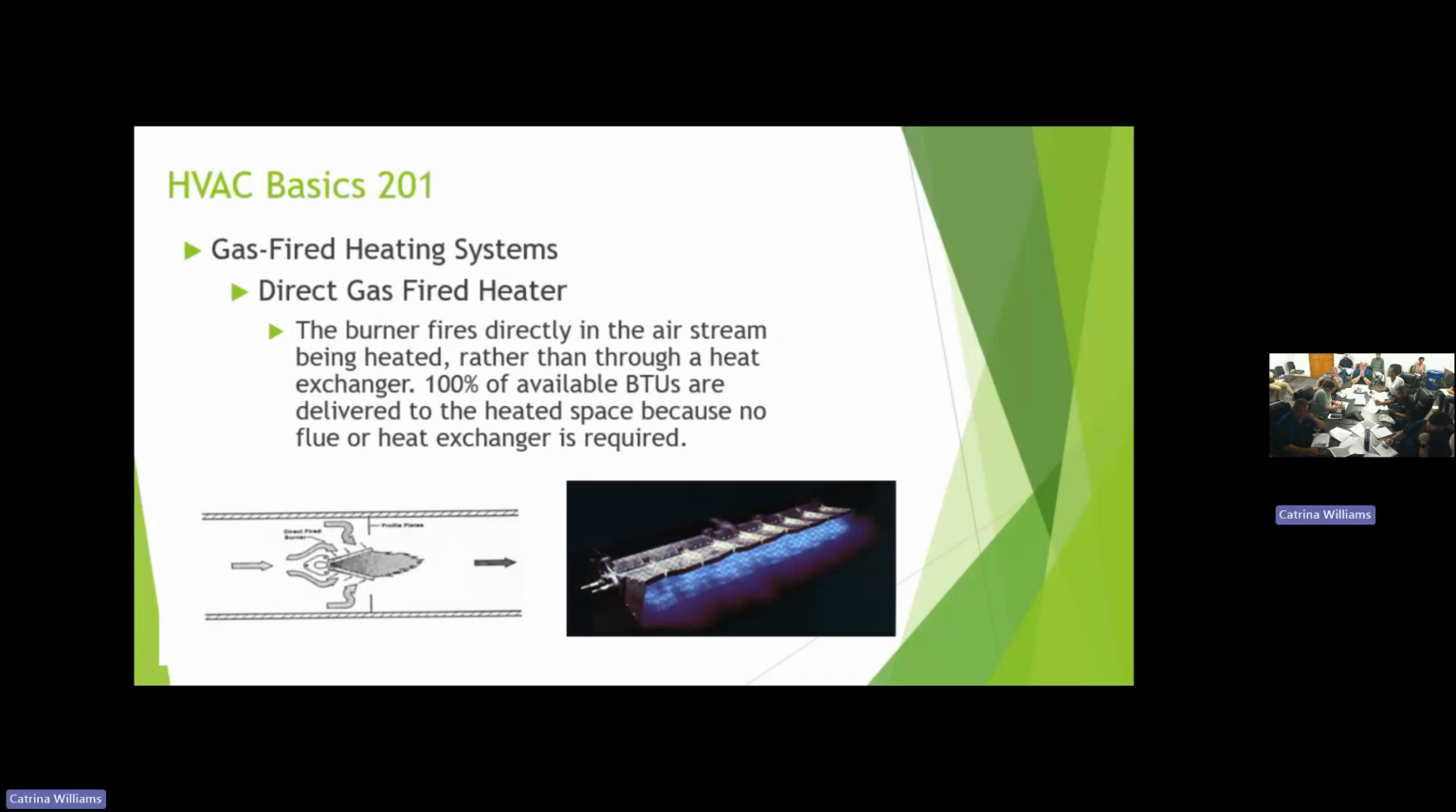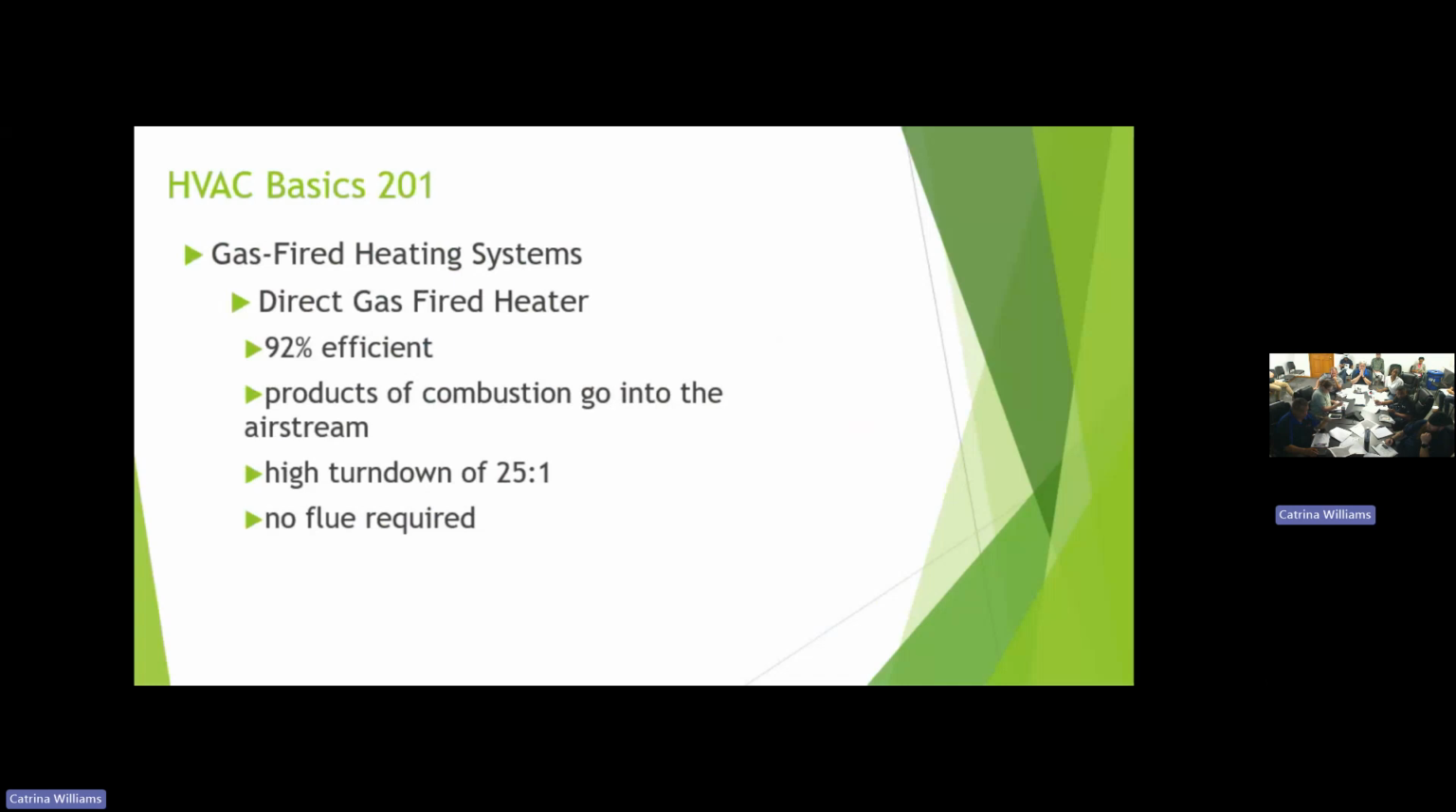It's a very efficient system naturally. So 100% of the BTU goes into the space, and that's true, but it's only 92% thermal efficient. Part of combustion is that you produce water. That's just part of it. So 8% is lost through water. You won't measure it with a thermometer. There's a lot of water in natural gas. People don't realize that. A lot of water.